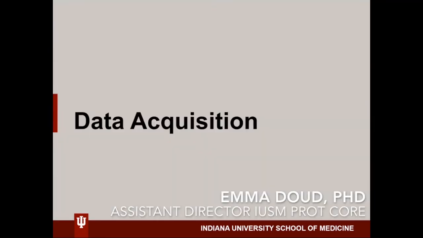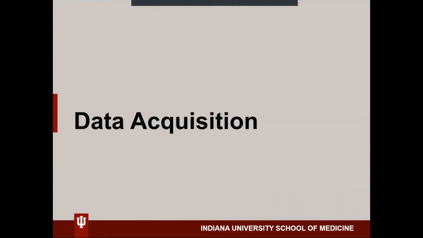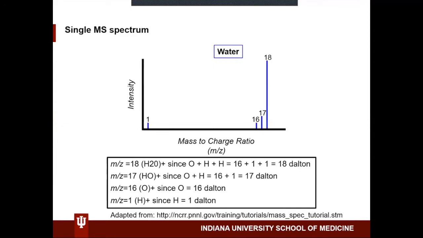Now we're going to cover data acquisition a little bit and talk about the output from these mass analyzers. From a mass spec, you would run a sample and you're going to get an entire raw file that's full of scans, and you would be defining those scans when you're setting up your mass spec run. But for example, you would have a single mass spec spectrum or precursor.